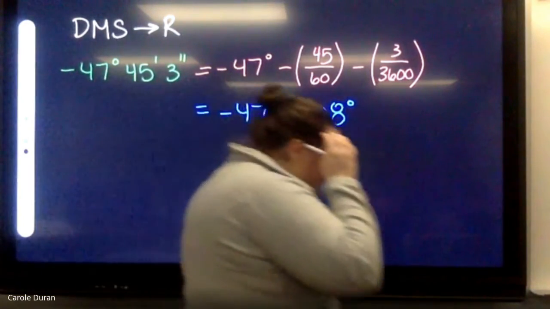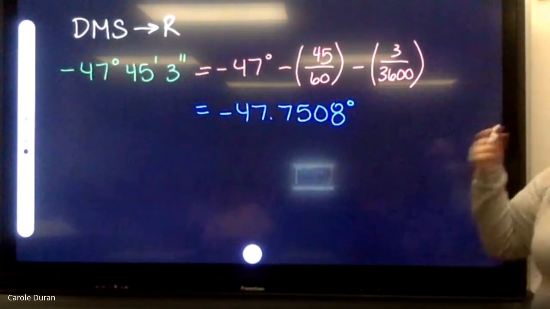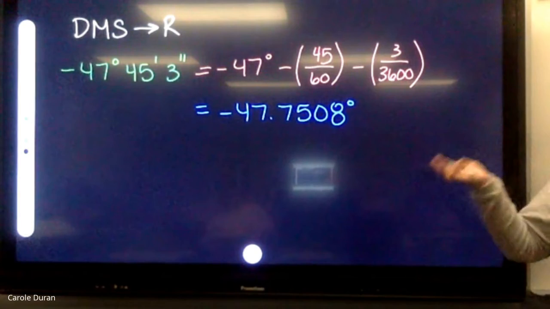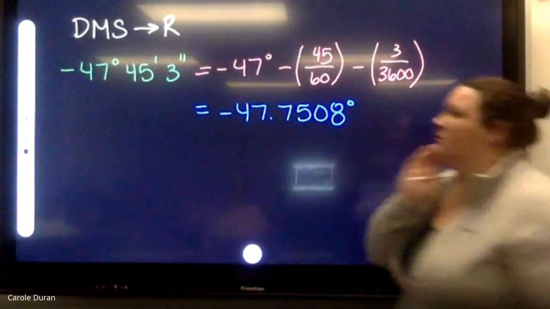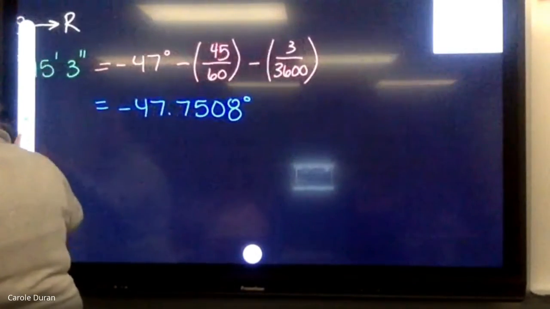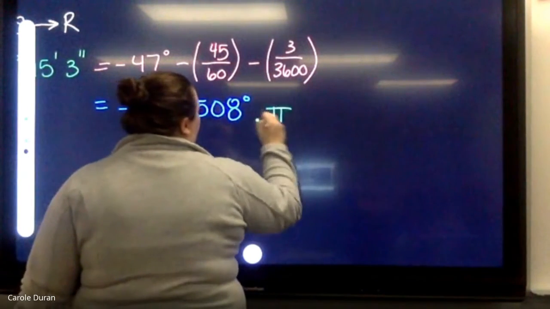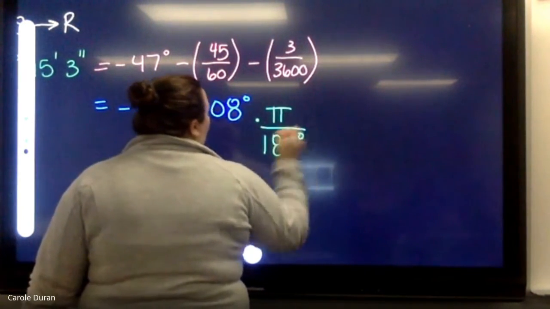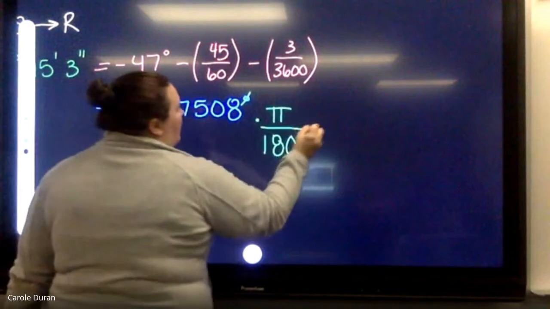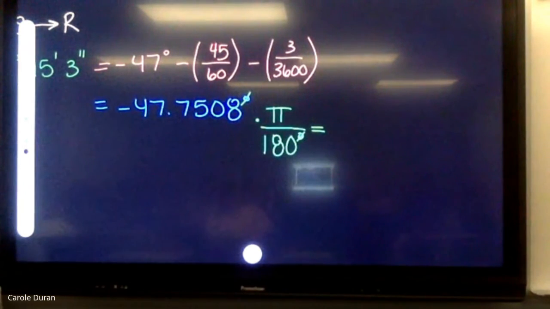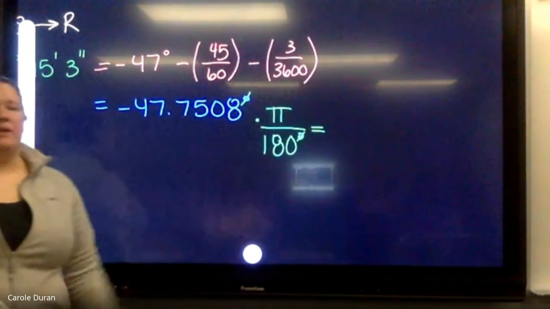So now that I have my degree, I need to change that degree into a radian. Because my degree is already a decimal, I can assume that my radian will also be represented as a decimal, okay? How would I take negative 47.7508 degrees and turn it into a radian measure? Multiply by pi over 180. Because I'm multiplying by something that has a degree in the denominator, my degree symbol is going to cancel, and I'm just going to be left with my radian unit. So somebody do that multiplication. Multiply this by pi, and then divide the whole answer by 180.